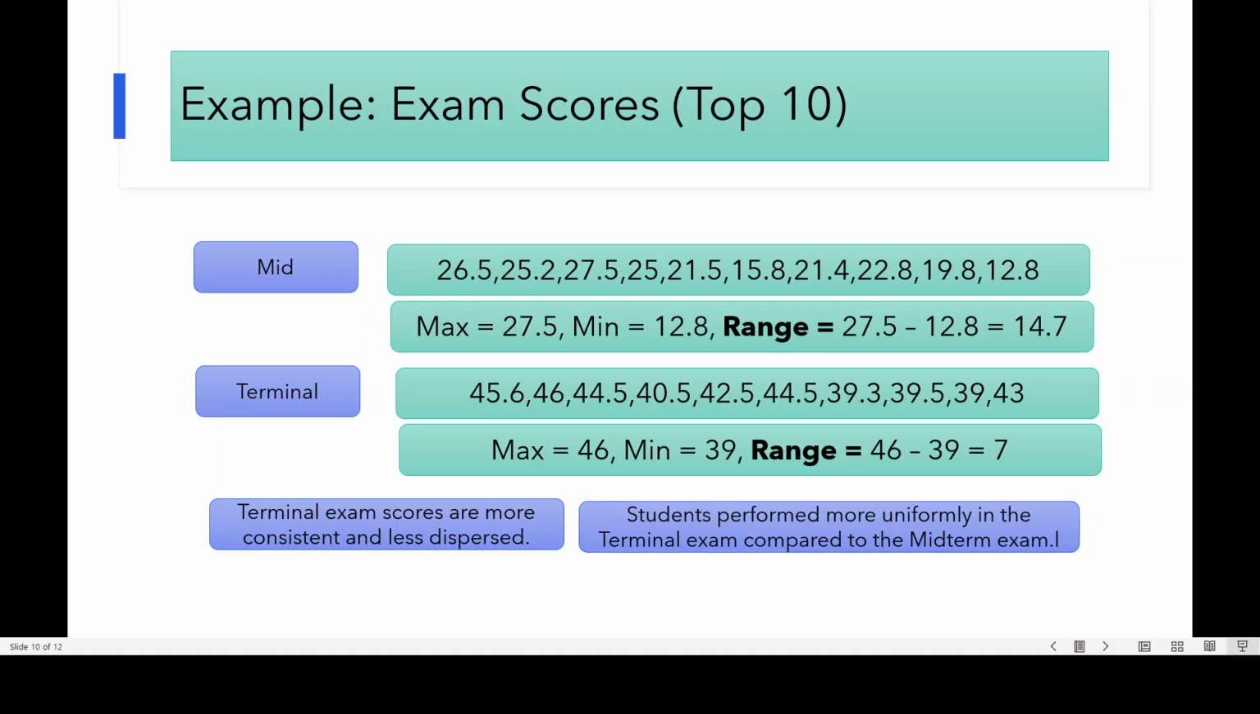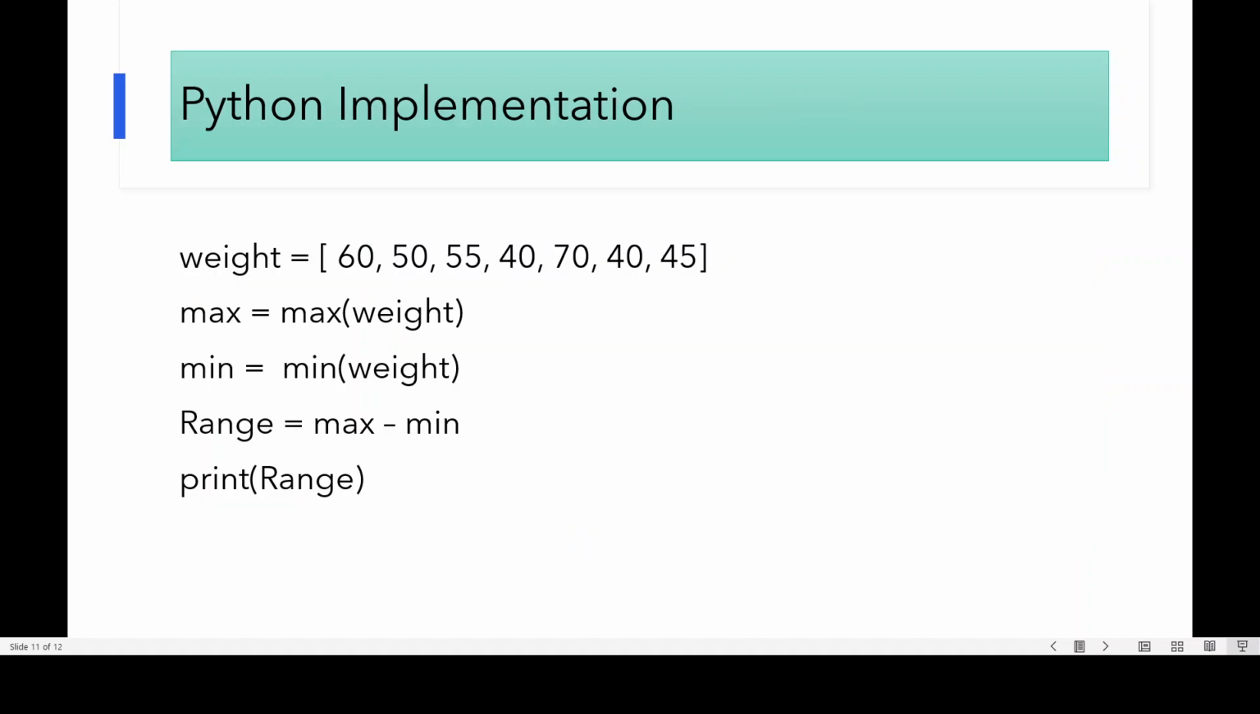So higher dispersion in the midterm suggests that some students perform much better or worse than others. So for future decision making and forecasting, terminal scores are more reliable for assessing overall student performance.